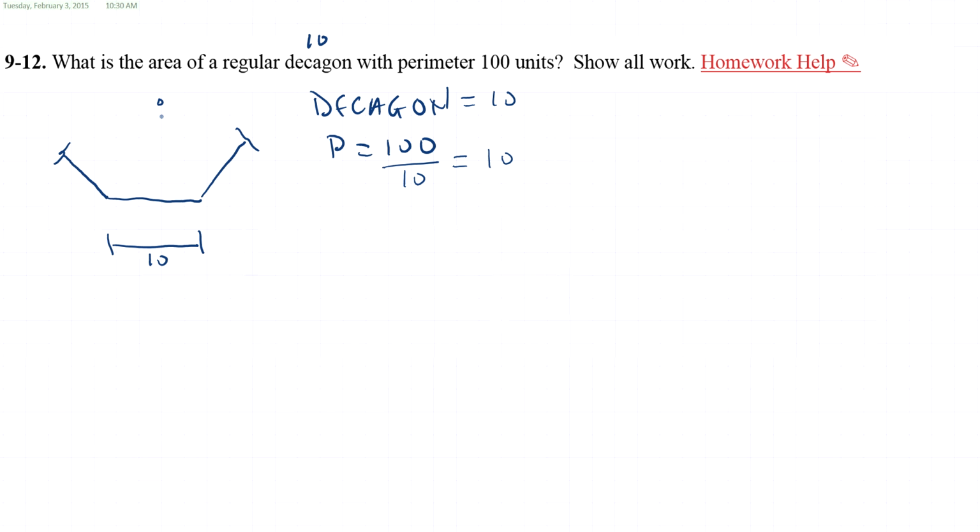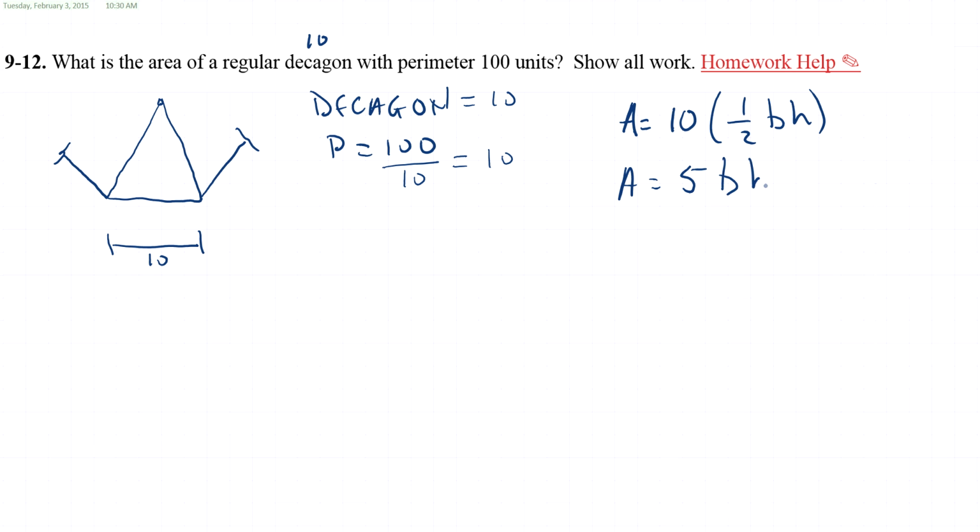The next thing I want to do is get the area of one of these triangles and multiply it, so area equals 10 triangles times 1/2 times base times height. And so then A equals 5 times base times height. So now what I need to do is get the base, which I already have, is 10. So let's just plug that in, 5 times 10. So what I have to do is get this height.